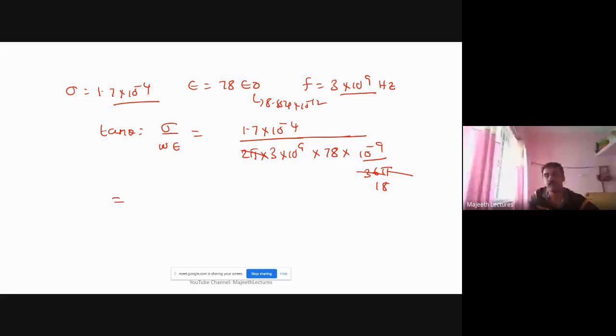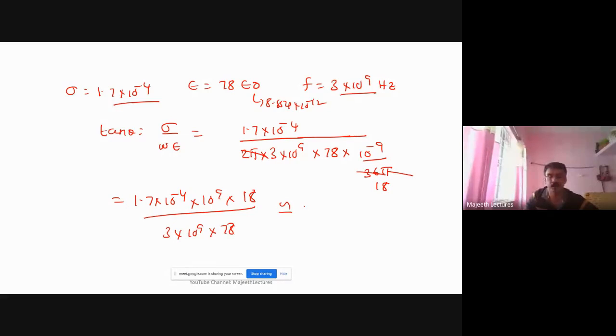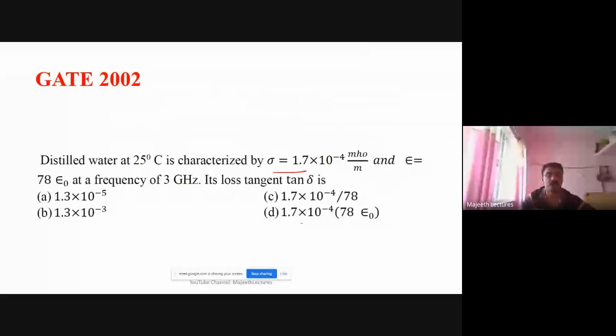1 by 18, so 1.7 into 10 power minus 4. 10 power 9 becomes 10 power plus 9. This 36 will come out. 3 into 10 power 9 into 78 is approximately 1.3 into 10 power minus 5. Right? So the answer is 1.3 into 10 power minus 5.